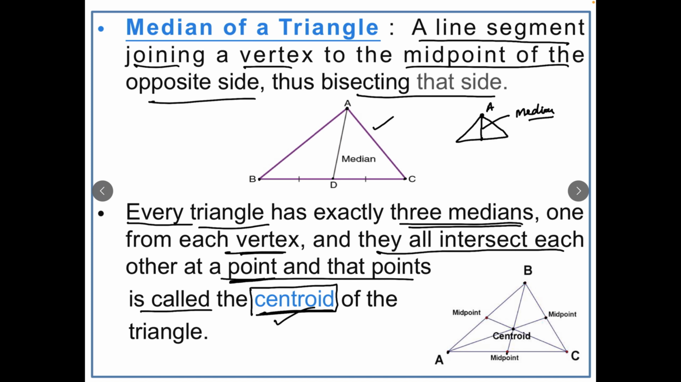Median is the line segment joining a vertex of a triangle to the midpoint of its opposite side, and when you draw all 3 medians for a triangle, the medians will intersect at a point, and that point is called the centroid of the triangle.